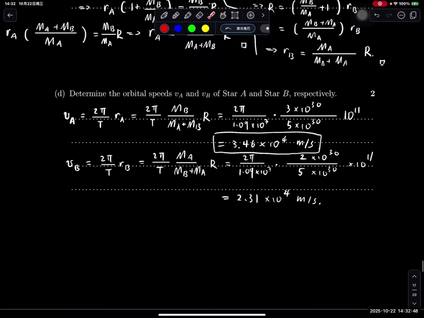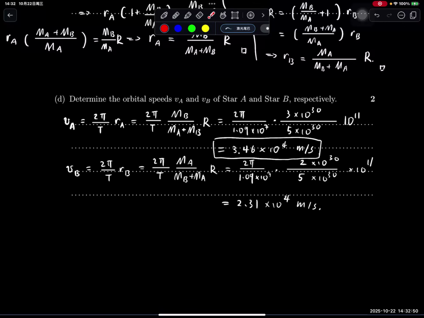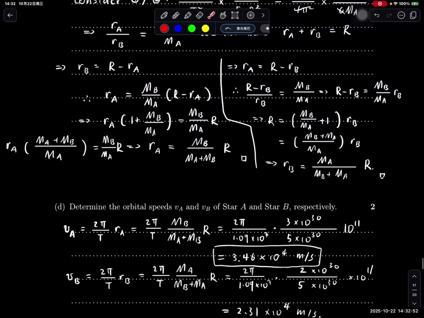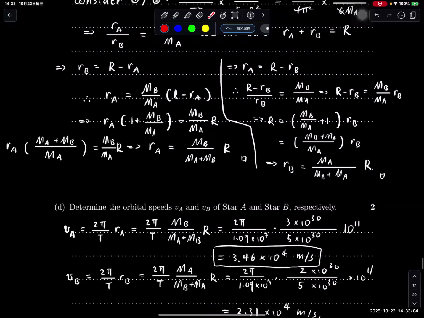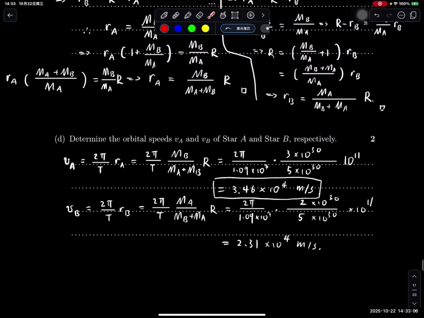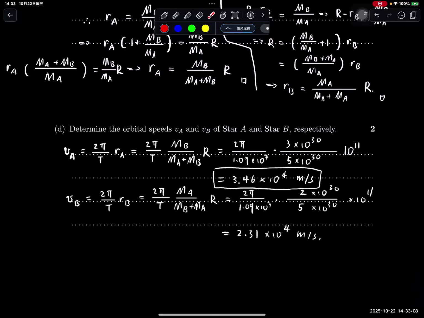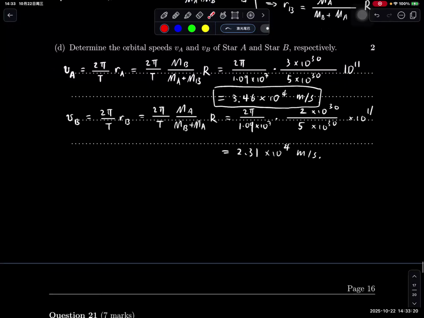Then question D: determine the orbital speeds v_A and v_B. Well, because you know R_A and R_B, you can calculate them using this distance R, which is given by the equations above, and then using the definition of velocity you can calculate it. They have the same period but different velocities because the circles are different sizes. The ratio of the radii is also equal to the ratio of the masses, so it's kind of good.